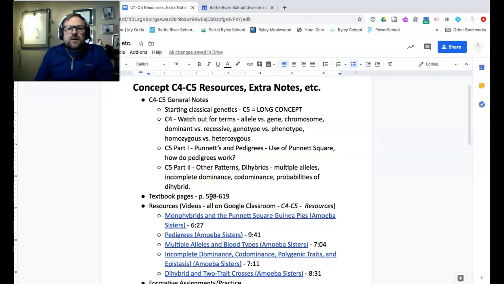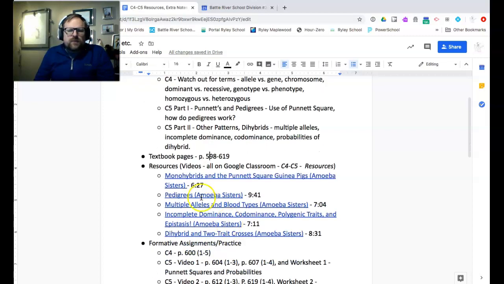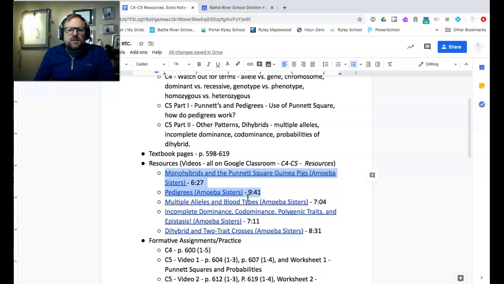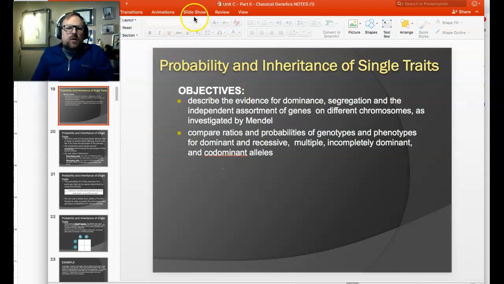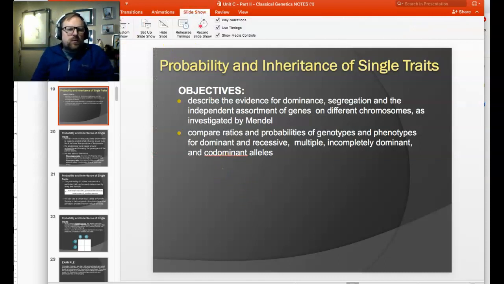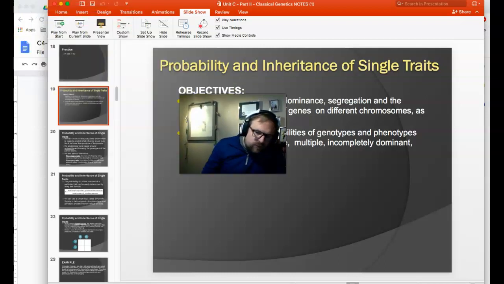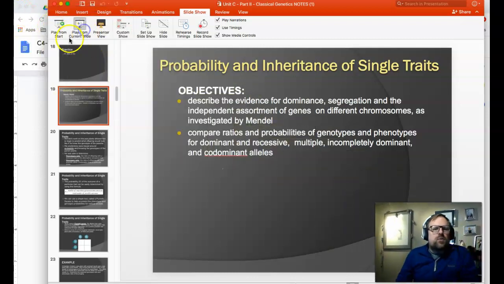The textbook pages, again, are located at the top of your notes for this particular section for Concept C5, and there'll be a couple of videos I'll make reference to for this particular section, and that is these two here. Again, the Amoeba Sisters do an amazing job of explaining this stuff, often far better than I do, and so I want you guys to follow that. So, without further ado, I'm going to jump into our concept that we're working on after I move this out of the way, and we'll play from this slide.